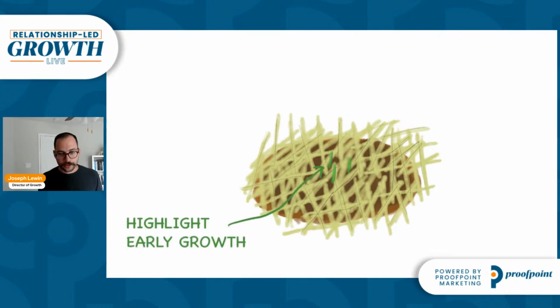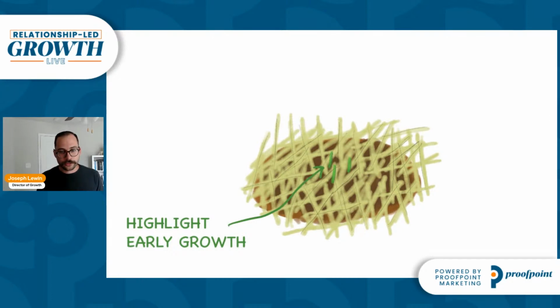And then from there, you're going to highlight early growth. So as soon as you start to see your team starting to post, you want to highlight that to the rest of the team. And then if there's relationships that they're building out of that, or you're seeing some early fruit come out of the work that they're doing, then you really want to highlight that.